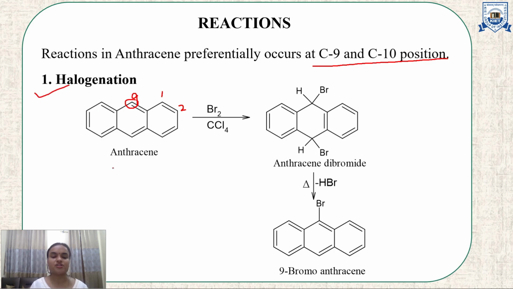In halogenation, anthracene reacts with bromine in the presence of carbon tetrachloride to form anthracene dibromide, which on heating releases HBr to form 9-bromoanthracene.